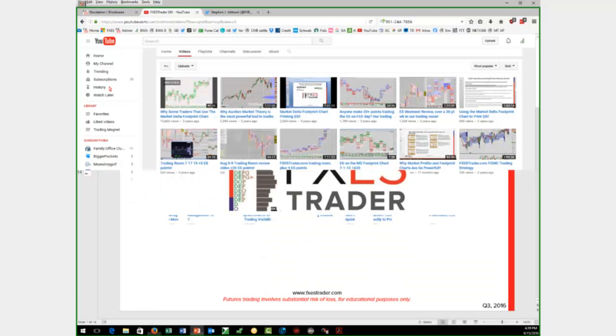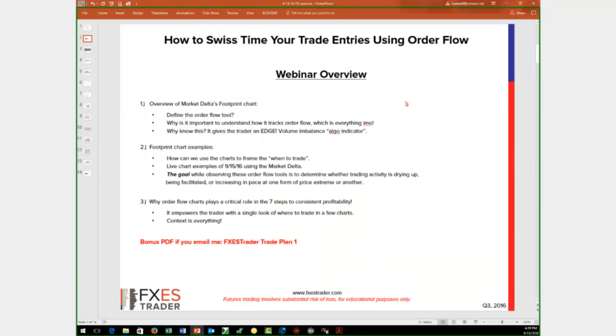We'll go to what I hope to accomplish today. A little overview. We'll go through the footprint chart, define order flow tools, why they're important and how it tracks order flow. Really the key thing, in my opinion. Why I know all this is because we'll incorporate the volume and balance algo indicator. It can give you an edge as a trader.